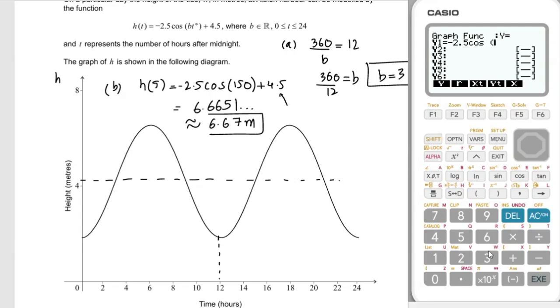And this time you will write 30x, since b is found already, and 30x plus a 4.5. So instead of h against t, I'm just using my GDC, y against x, right? Okay, so here we go.